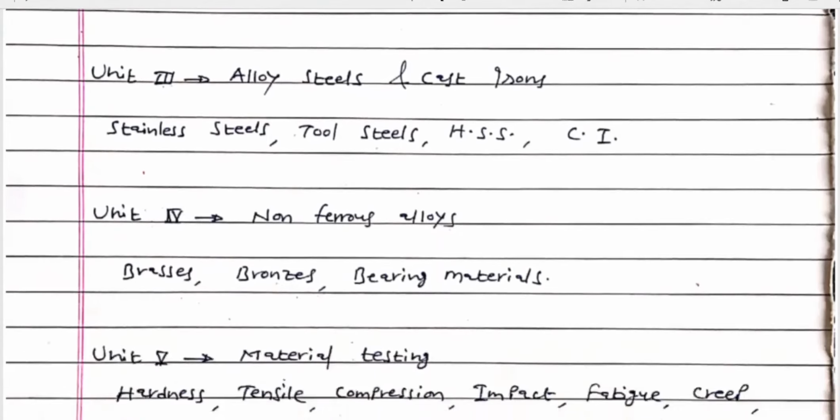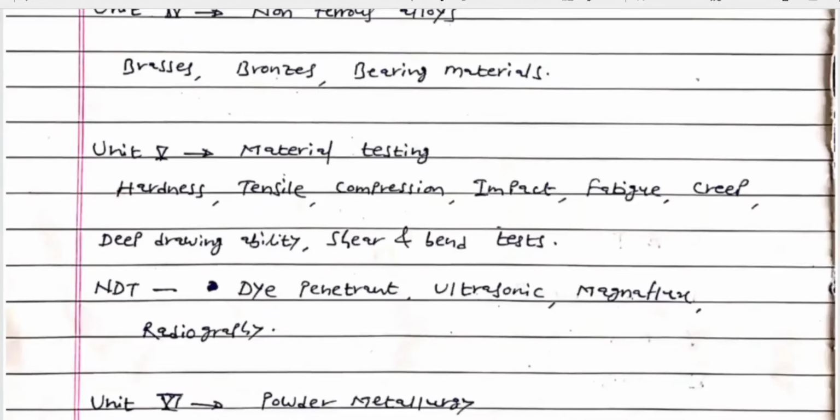Unit number 5 will consist of material testing. Hardness, tensile strength, compression strength, impact strength, fatigue strength, creep strength, deep drawing ability, shear strength, bend strength. These are the different mechanical properties of the material. And the tests used to evaluate these mechanical properties have been given names accordingly.